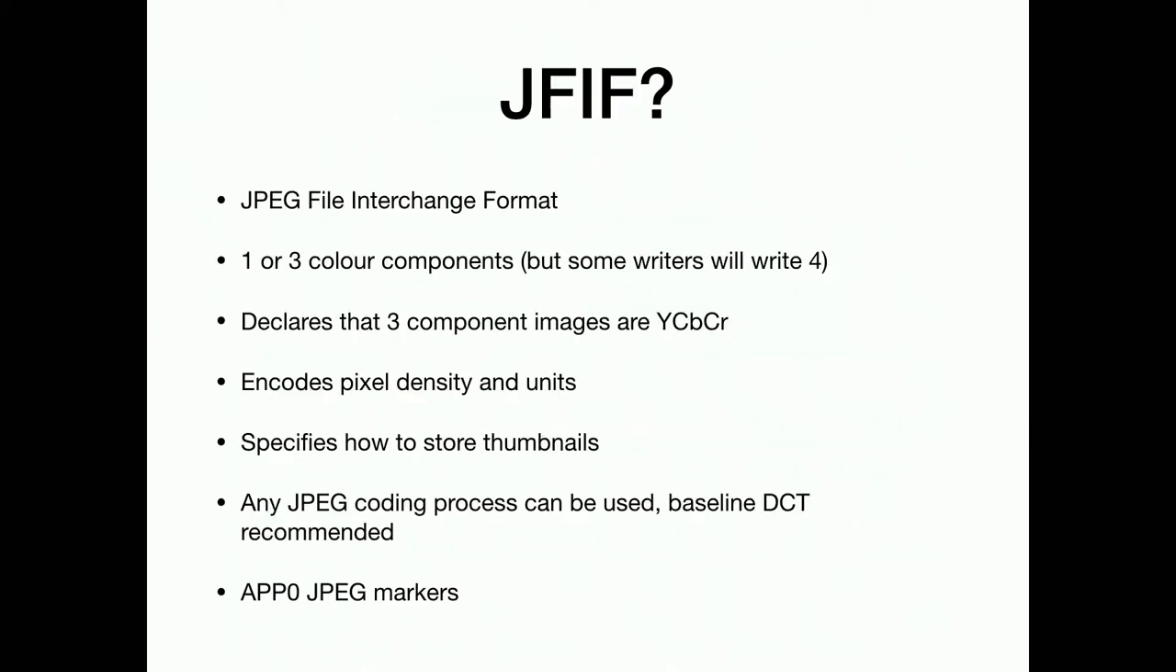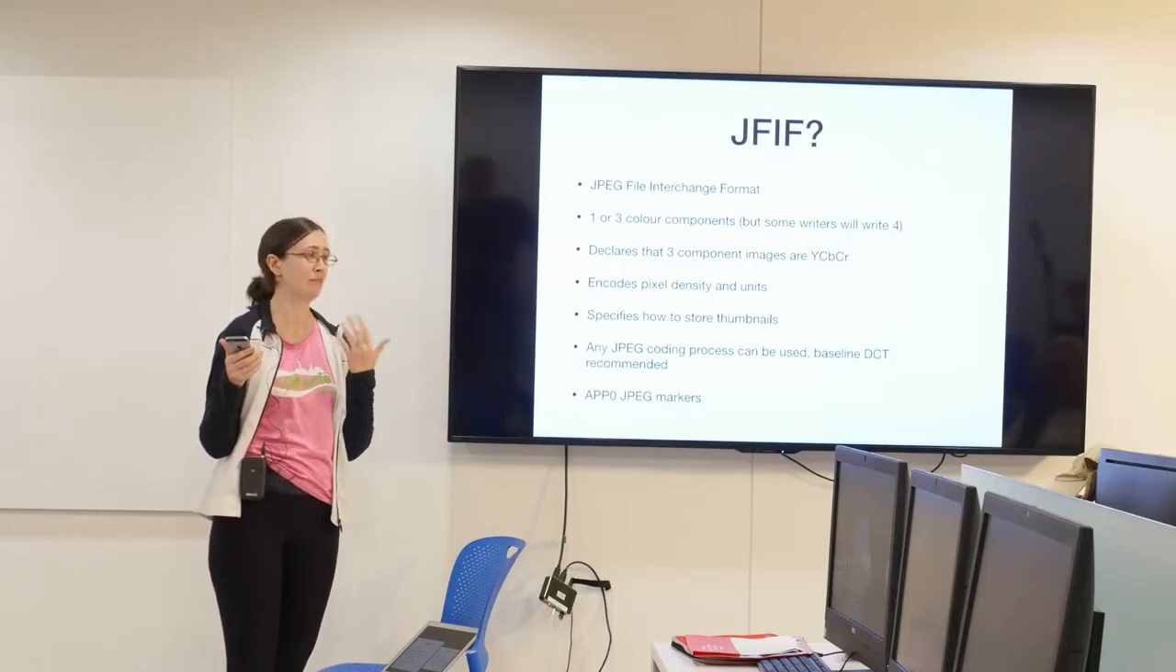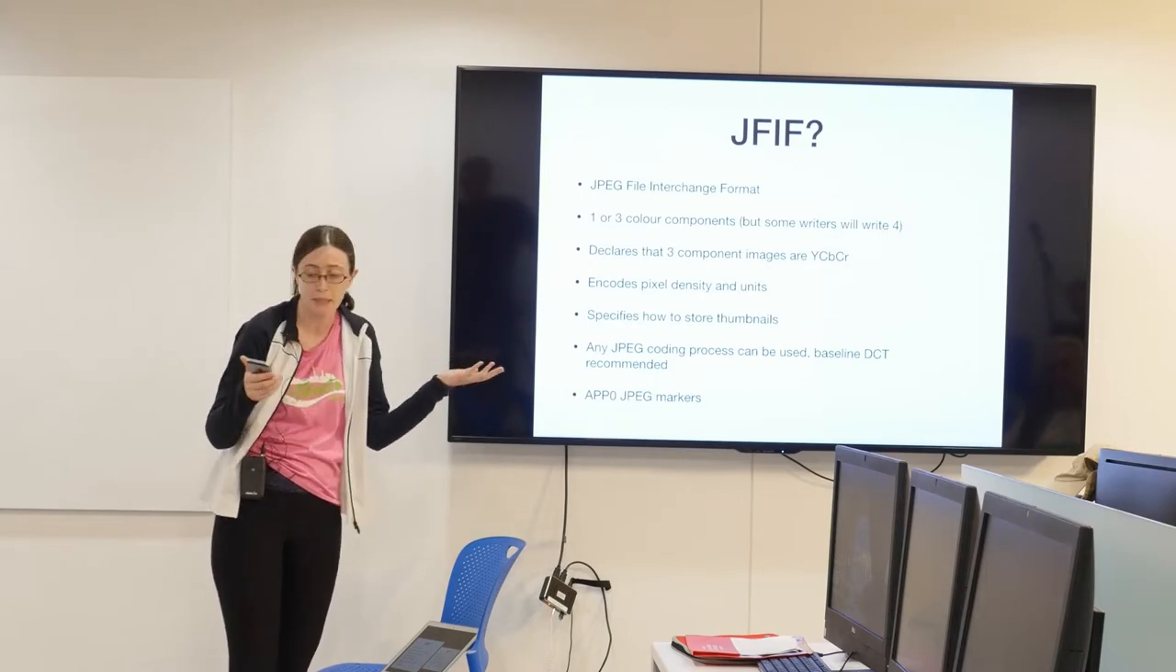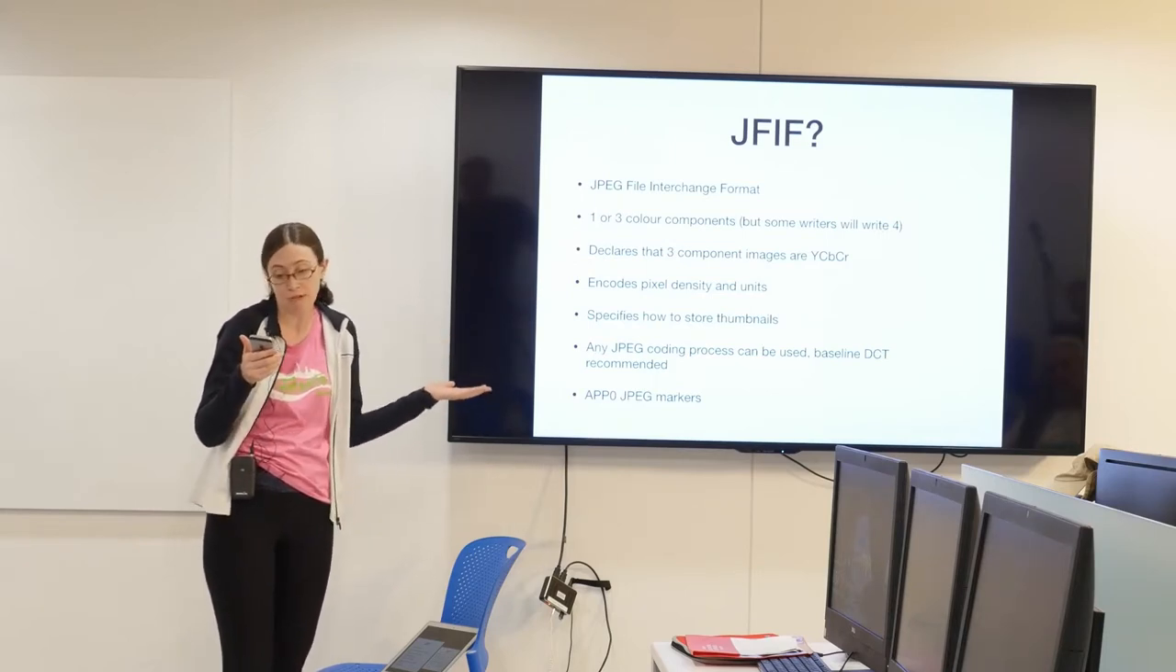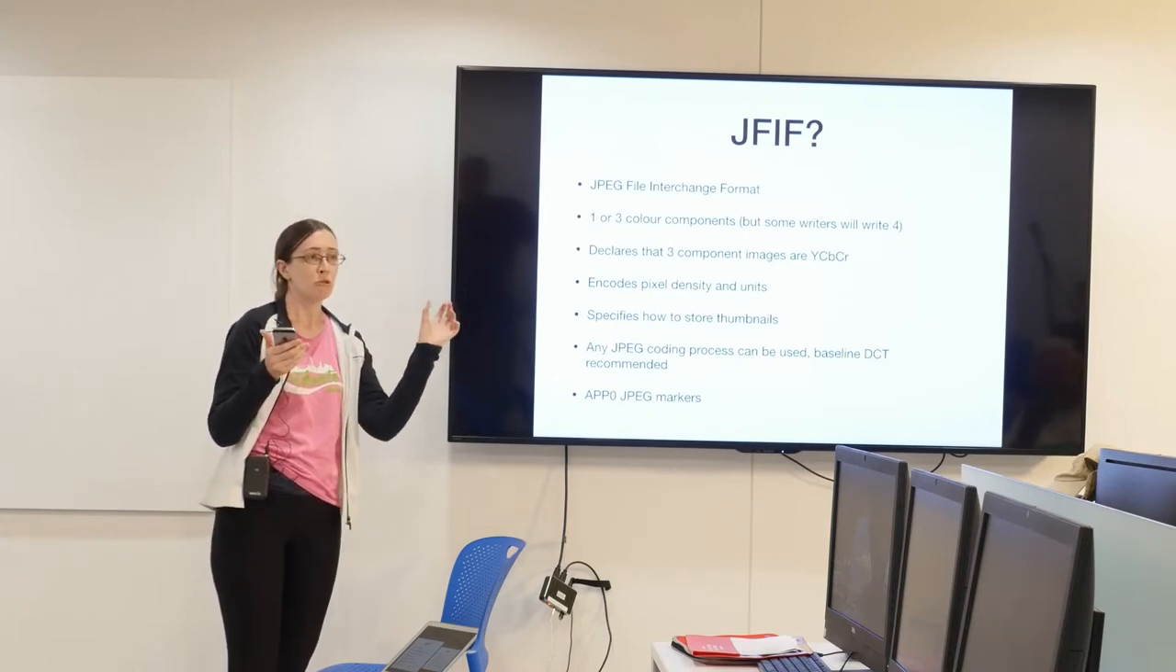So what is this JFIF thing? It's the JPEG File Interchange Format. It's a very simple specification. It's only a few bytes long what gets embedded. And it pretty much tells you how many components there are and how they're actually encoded. What about pixel density in units? Well, that can translate to things like 300 dpi, although the pixels don't have to be square, really. It's just put into the APP0 JPEG marker.